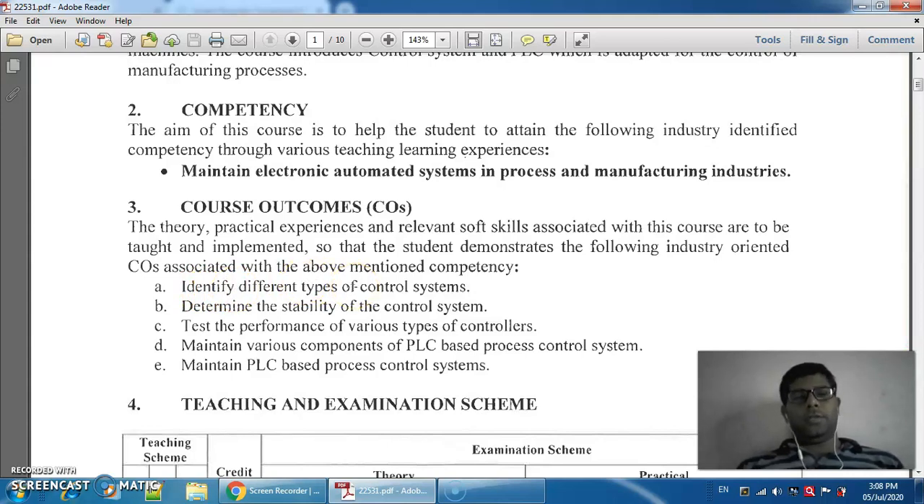So if you would like to identify different types of control system, what are the prerequisites for that? You have to know what is meant by control system, right? How it will differ, what are the basic types of control system, how one control system can differ from another, or what are the basic concepts of this control system. Then you can know the different types of control system, right?